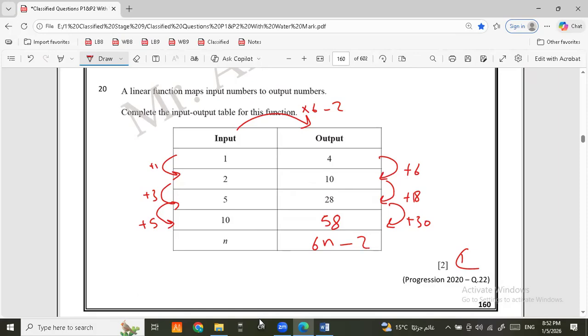Many of the students found the 58 through this way, but they got stuck with the n. They didn't know what to do. A few students only noticed the input and the function machine. They knew that I multiply the 1 by 6, then we minus 2, so I multiply the n by 6, and I minus 2.